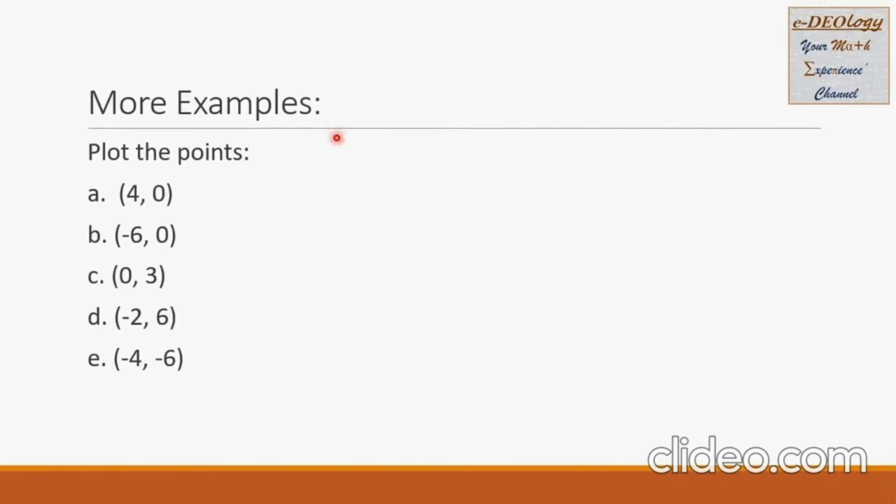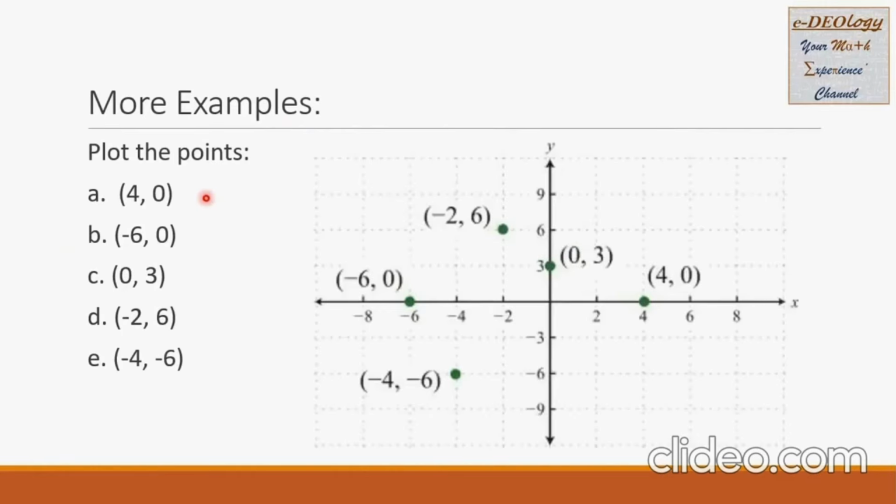Let us have more examples. Plot the points. We have here 5 points. Let's begin with the first point, (4, 0). The (4, 0) is here. This is the point. The first number is 4, that is for the x, so that is positive. From the origin, we go 4 units to the right. Then the y-coordinate is 0, so this is now the point (4, 0).